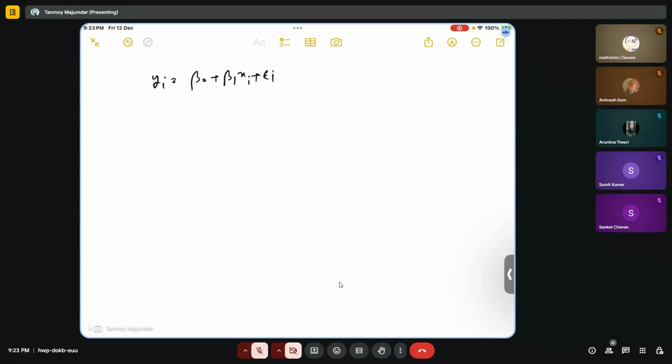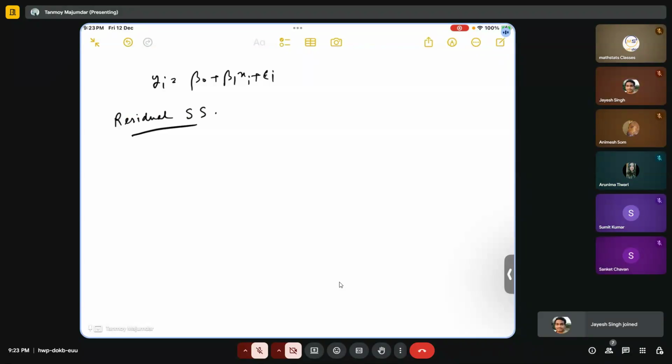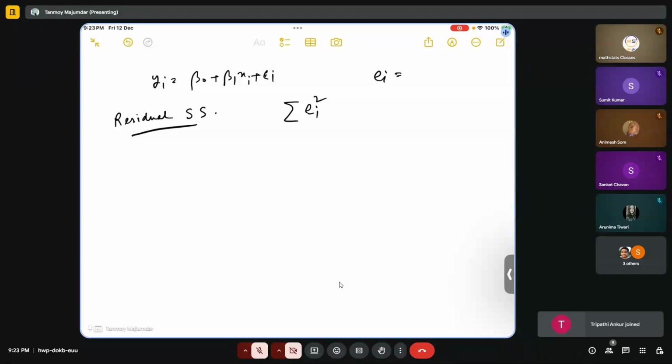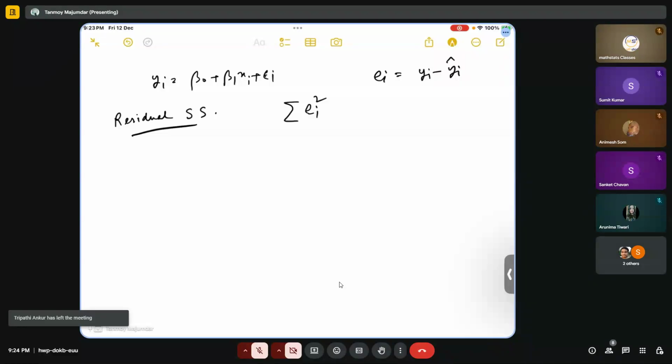So in this class we will start from sum of squares error, or you can say residual sum of squares. So what is residual sum of squares? It's nothing but the sum of squares of all errors, that is ei. Where what is ei? ei is the difference between the original or the actual value and the predicted value.